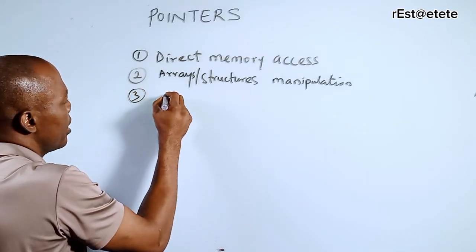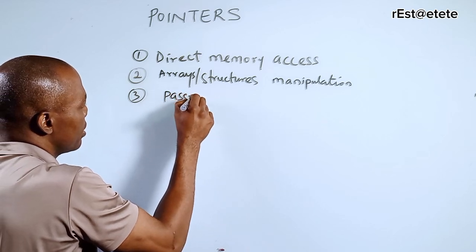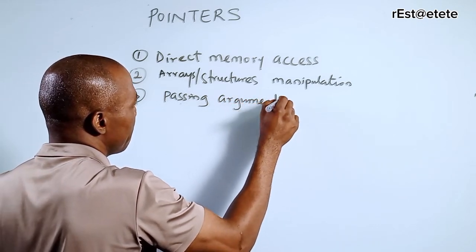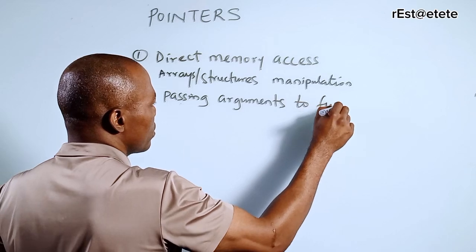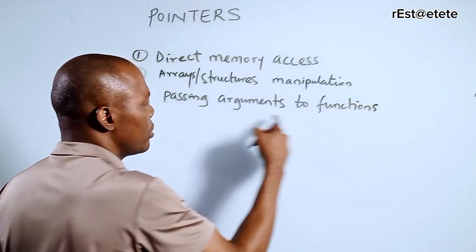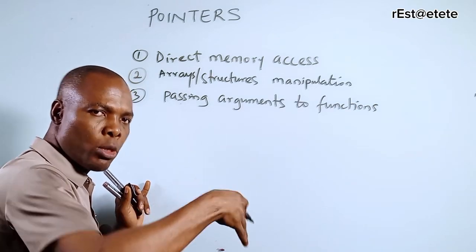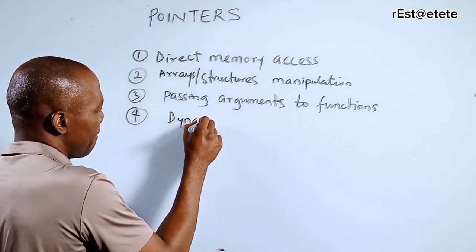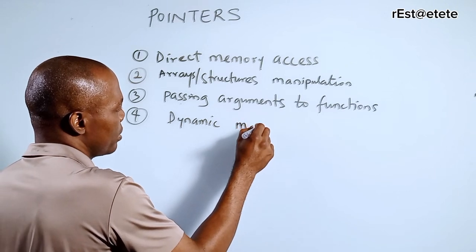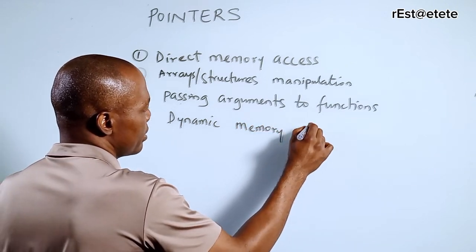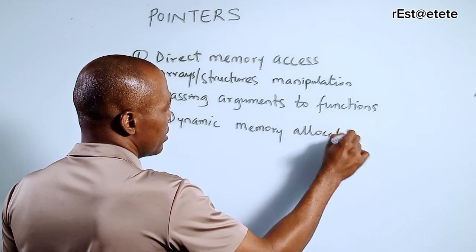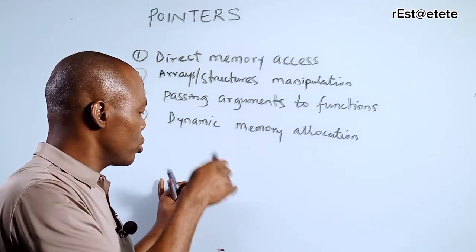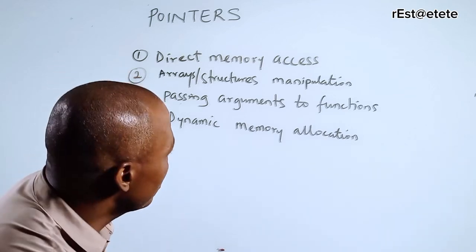And then three, passing arguments. You can use pointers to pass arguments to functions. So this allows you to control a scope from another scope. Then four, dynamic memory allocation. We are still going to look at this, right? So these are some of the important things you can do with pointers. That's what I'm going to show you in the course of this lecture.